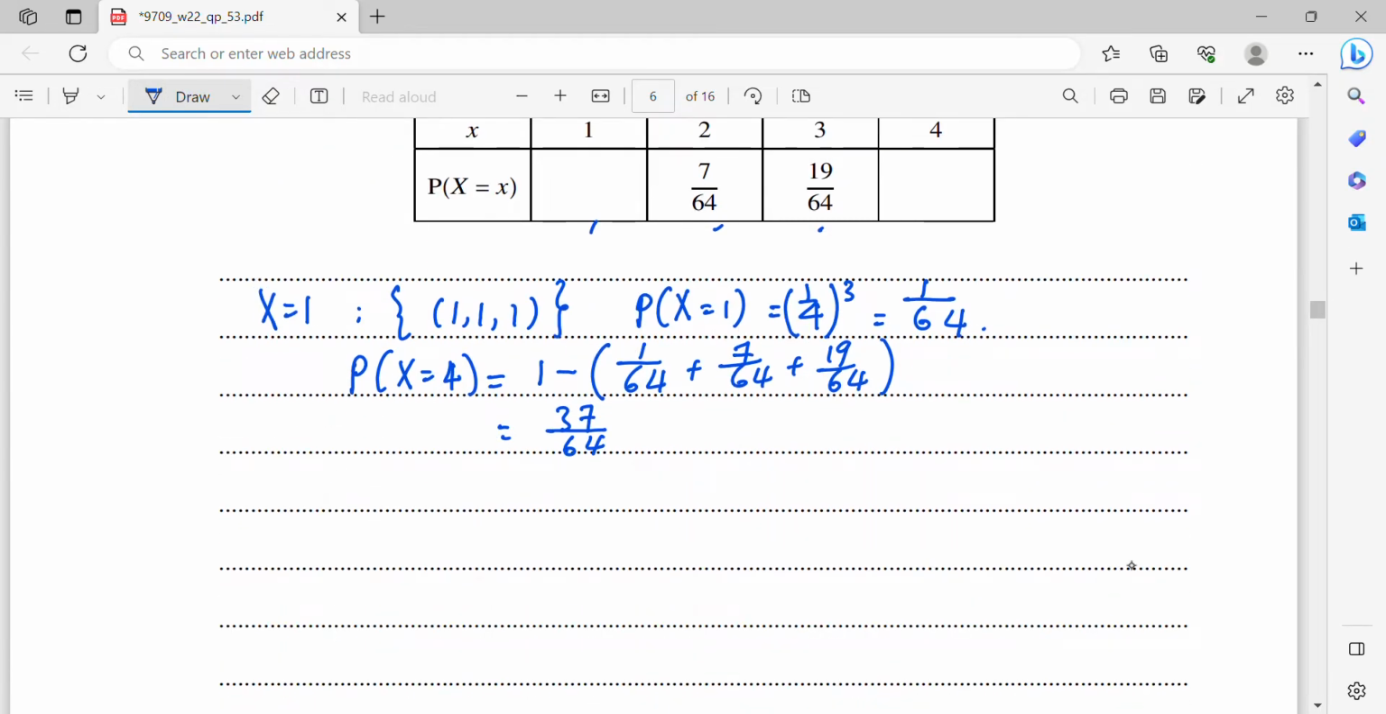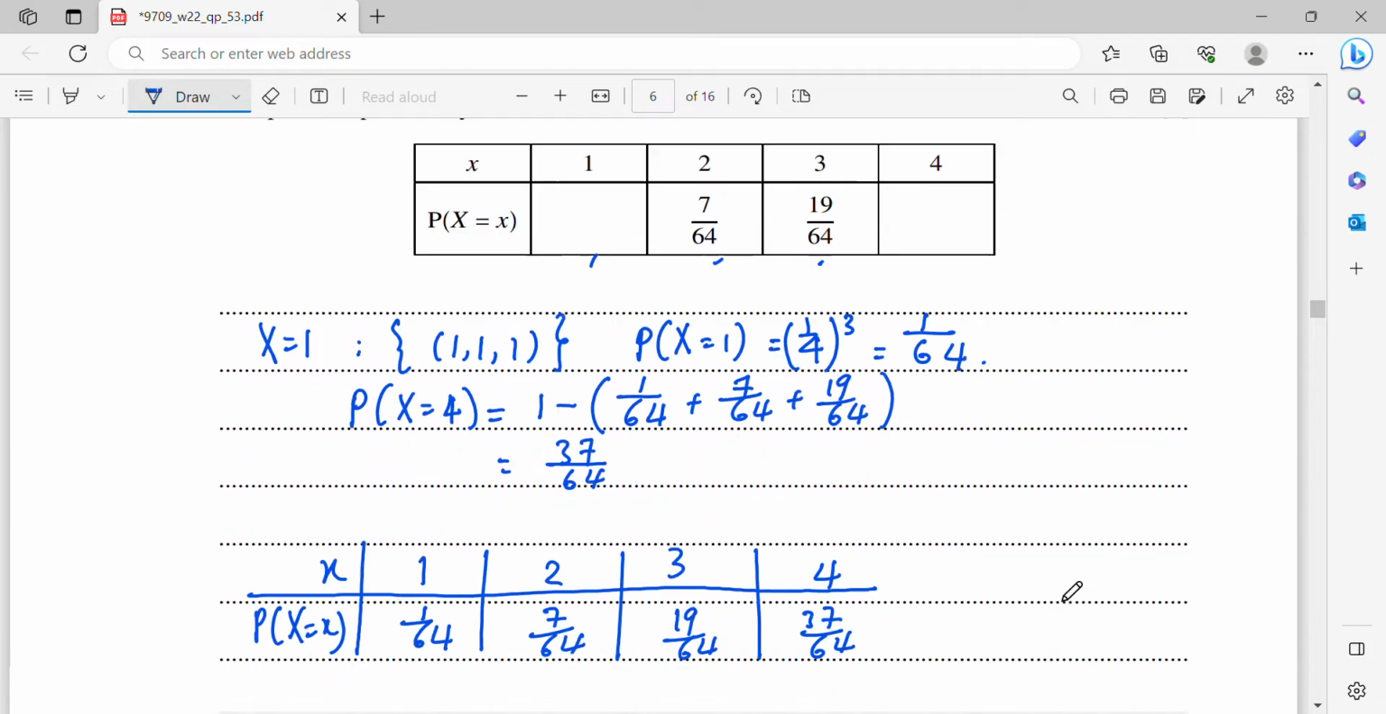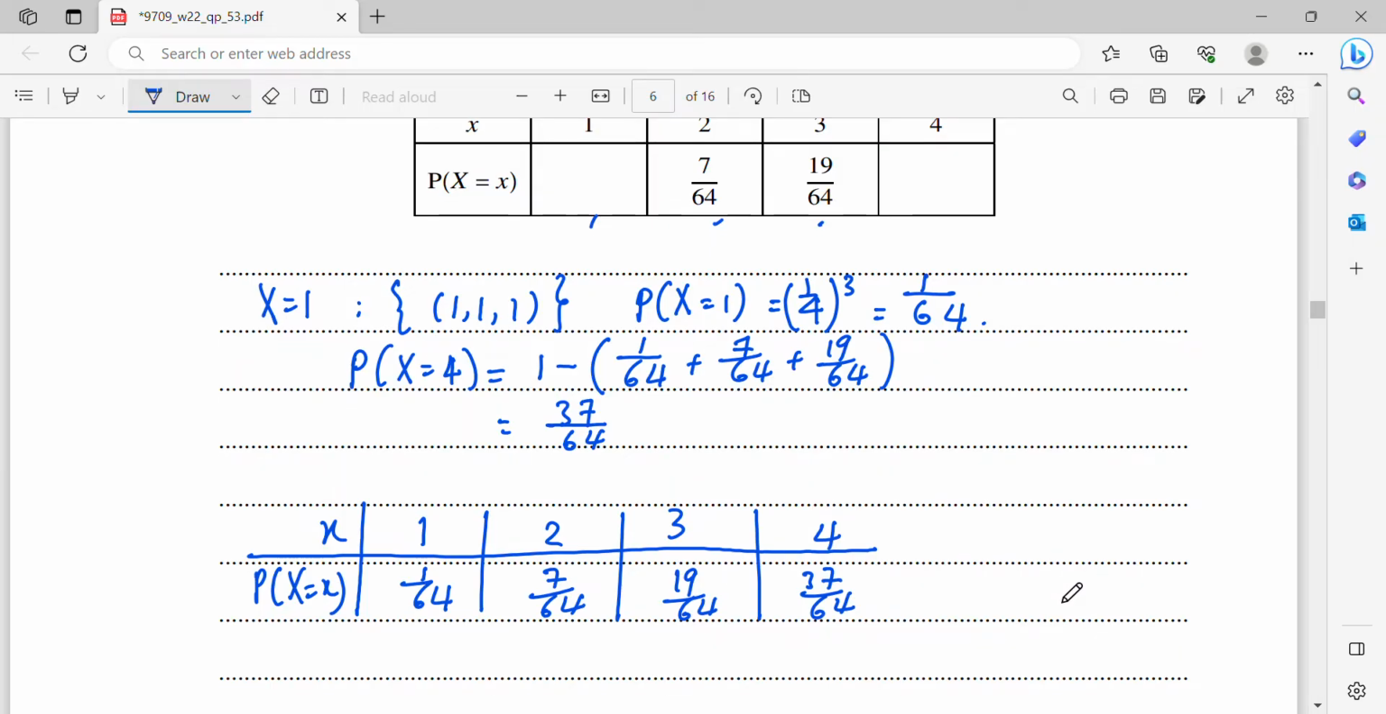Okay, so now I can just copy back the table. 1 is 1 over 64. And 2 is 7 over 64. When it's 3, 19 over 64. And when it is 4, I get 37 over 64. So this is my probability distribution table.